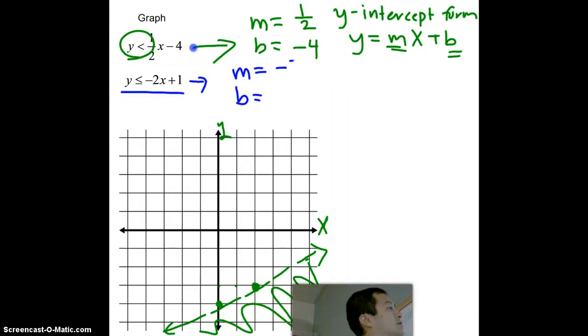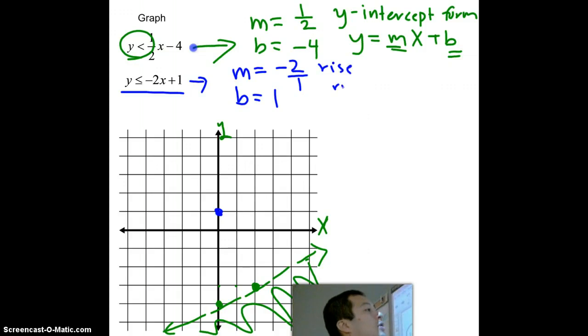My m is -2. But we don't want it as a number. We want it as a fraction. That's -2 over +1. What's my b? My b is +1. I graph. I start at +1. It's negative, so it means rise over run: it's negative, that means you go down 2 and right 1. So from my initial y-intercept, I go down 2 and right 1. I have my second point.